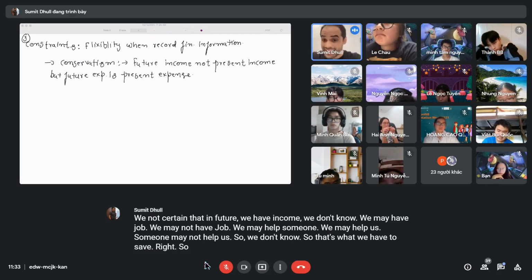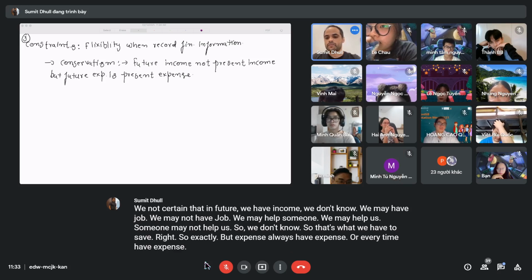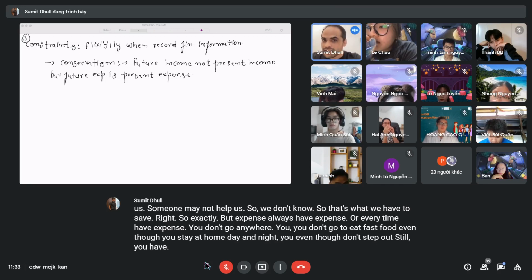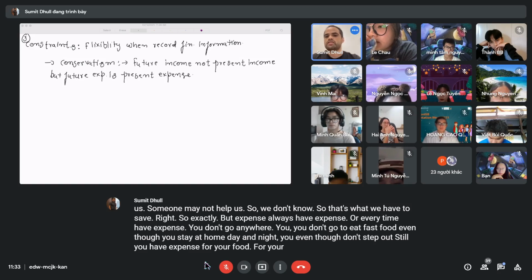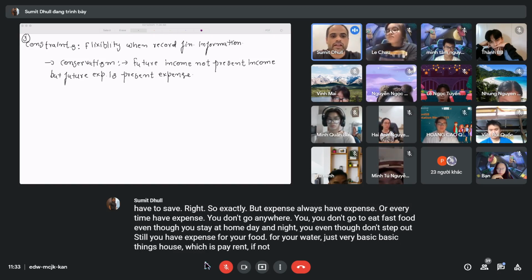Exactly. But expense, you always have expense. Every time you have expense. Even though you stay at home day and night and don't go to eat fast food, still you have expense for your food, for your water, just very basic things. House, you pay rent if you're not the owner of the house. So this is called conservatism. Everybody understand?